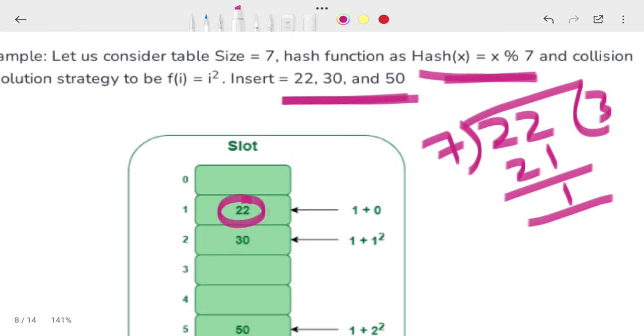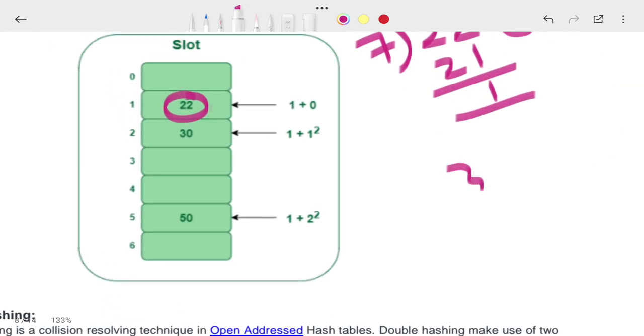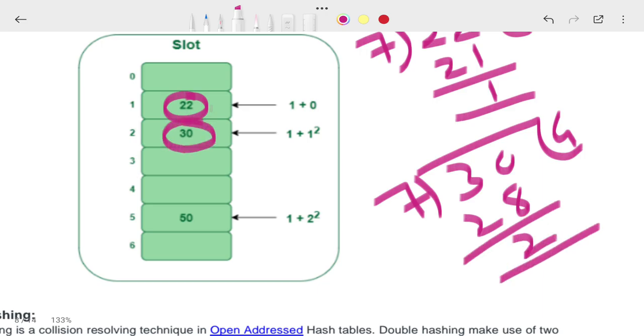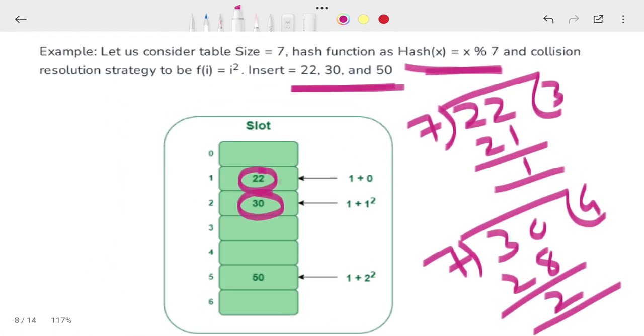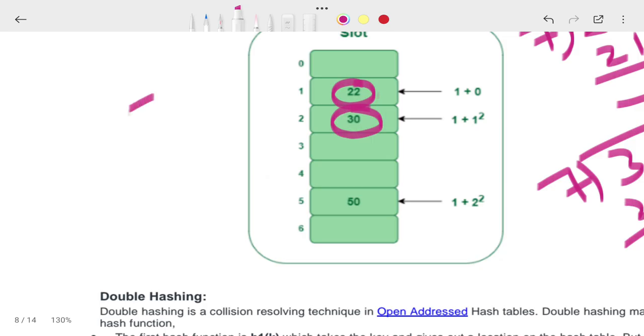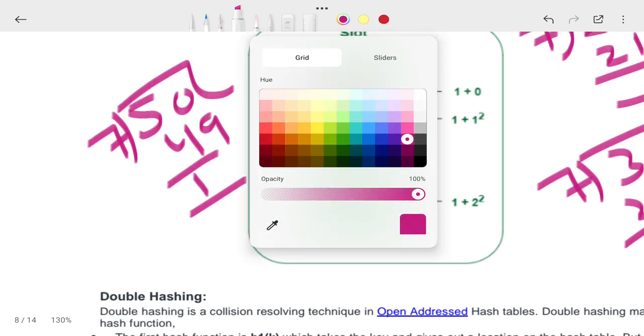Done, no problem. Now next, 30: if I divide by 7, 7 4s are 28, remainder is 2. So at index 2 I am placing 30. Done, no problem. Now next, 50 is coming. 50 divided by 7, 7 7s are 49, remainder 1. At index 1 there is already data. You can see, at 1 there is already data.